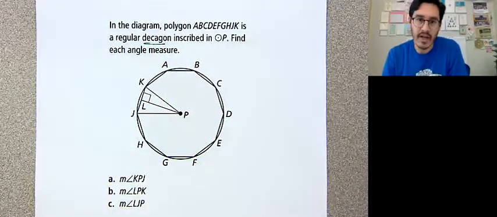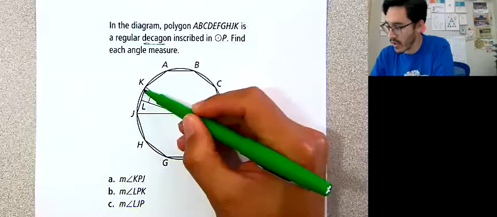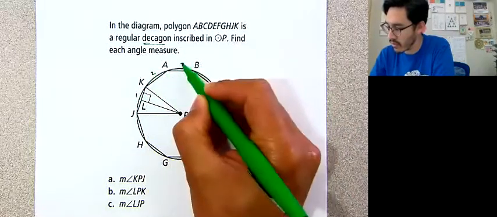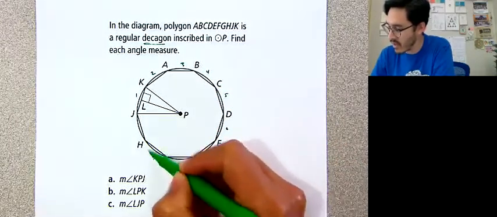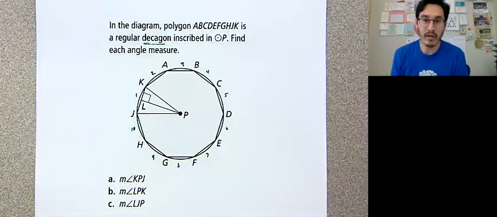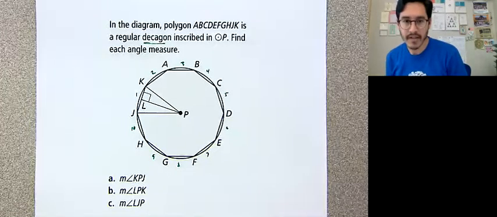All right, so decagon, what does that mean? The deca has to do with how many sides it has. I want to say 10, but let's just count it. 1, 2, 3, 4. Let me just number it. 1, 2, 3, 4, 5, 6, 7, 8, 9, 10. So there are 10 sides to this polygon. Regular means that all the sides are the same length. All right, so let's try to find some angle measures.